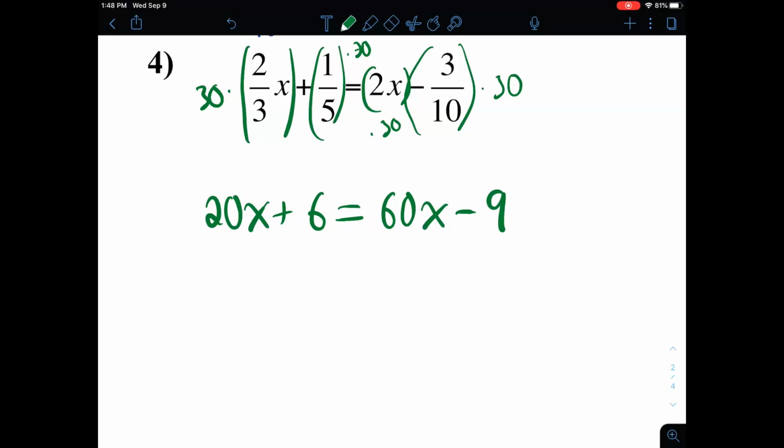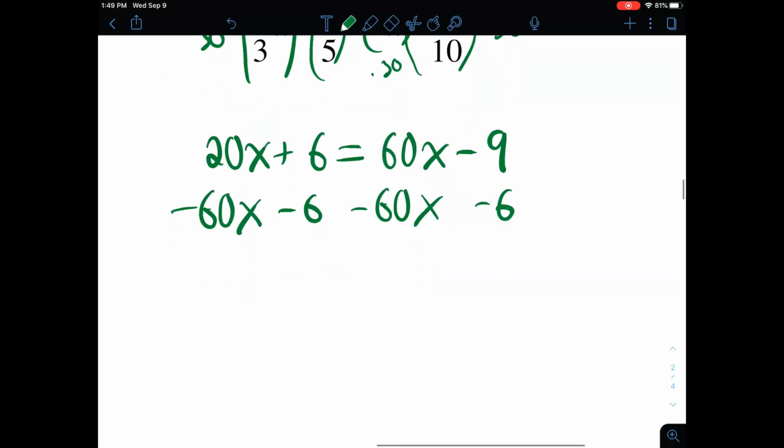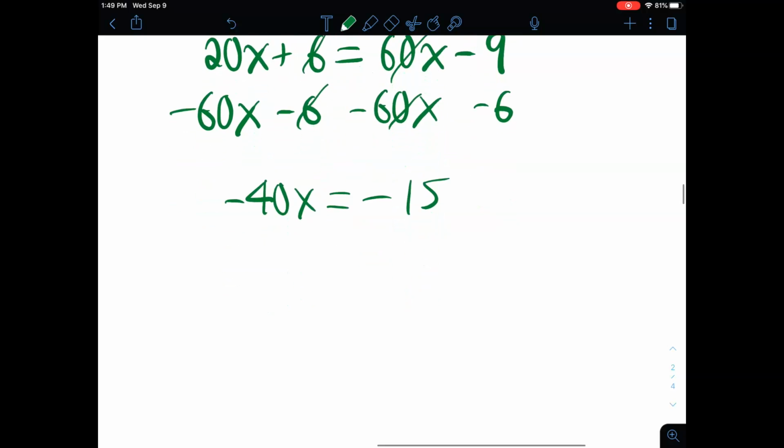All right. I'm going to move the 60x to the left-hand side this time. How do I do that? I'm going to subtract 60x from both sides. And I'm also going to do it in the same step here. I'm going to subtract 6 from both sides too. Okay? I'm going to do 2 things at once here. I'm going to move the x's to one side and the numbers to the other side, all in one step. So we get negative 40x equals what? Negative 15.